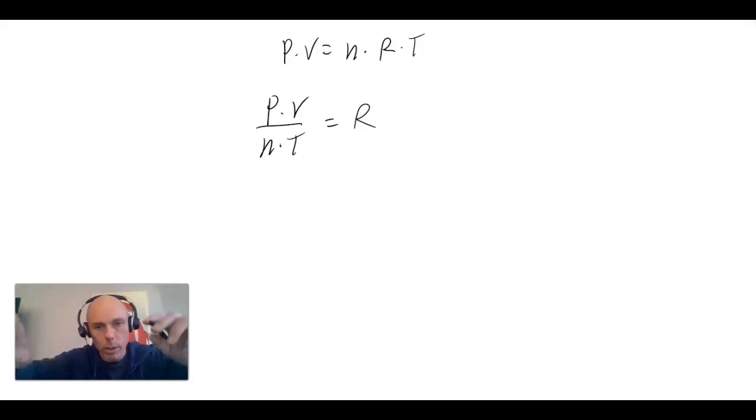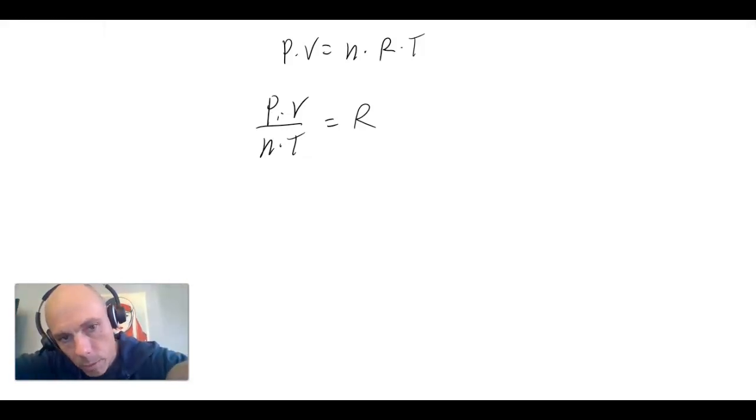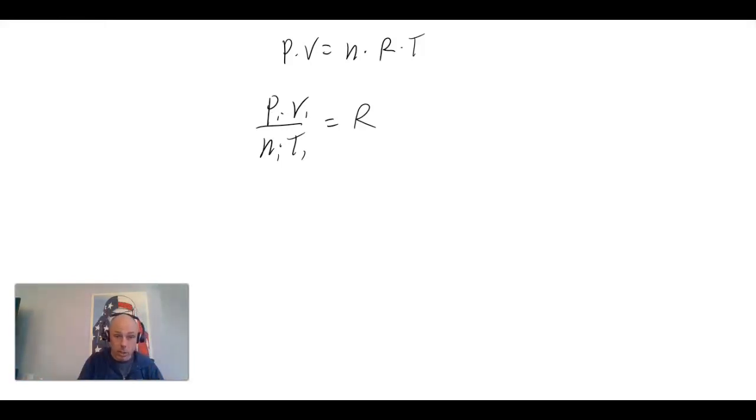What I'm now going to do is add little subscript 1s to each of these variables, P1, V1, N1, and T1. What those represent is the initial pressure, initial volume, initial moles, and initial temperature equaling some constant R. Or this is the pressure, the volume, the moles, and the temperature under one set of conditions. Imagining the conditions could change, the temperature could change, the pressure could change.